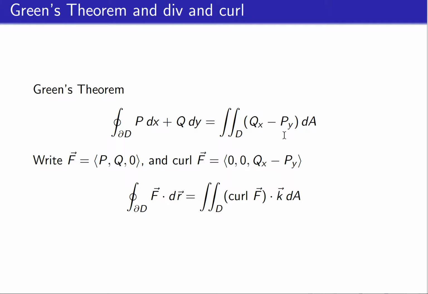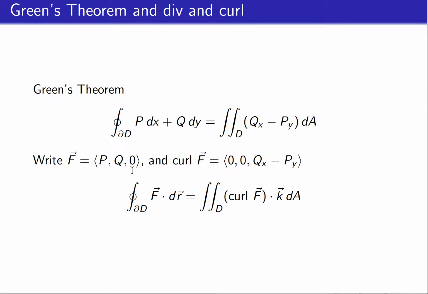Now, here's the thing. This is a two-dimensional problem. P and Q are two components of a two-dimensional vector field, right? Curl happens only in 3 dimensions. But I can make this 3-dimensional. What I do is I take P and Q and put 0 as my third component. And of course, P and Q don't depend on Z. They didn't depend on Z before, and they're not going to depend on Z now because P and Q came from a two-dimensional problem.